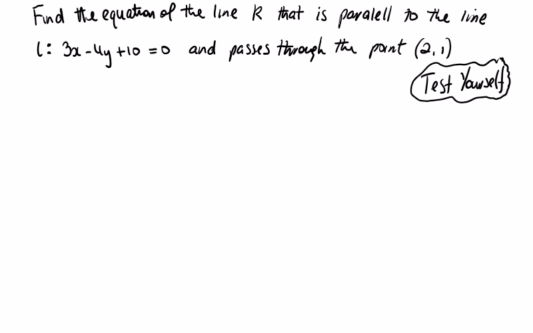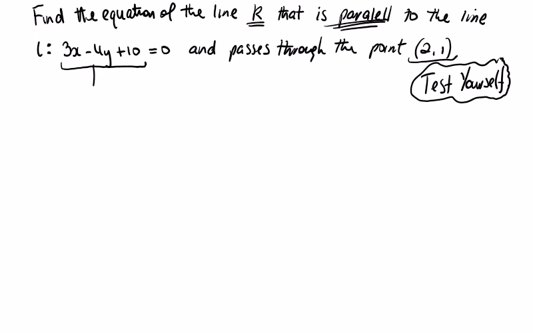Okay, so find the equation of the line K. Parallel, just underline or highlight the key things in each question, to the line L, and passes through the point 2, 1. So we again have our point. So let's rearrange this line.